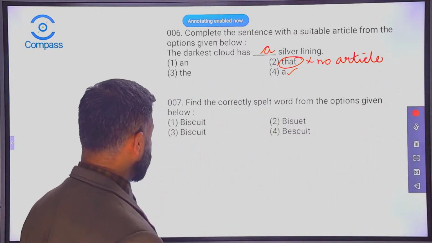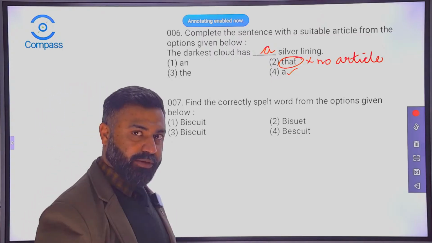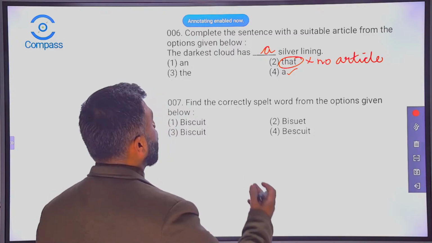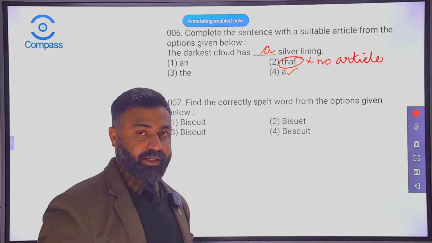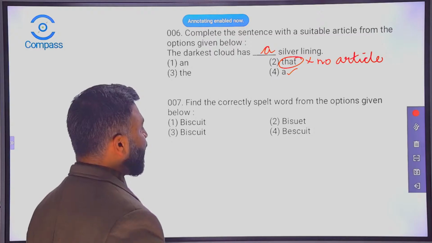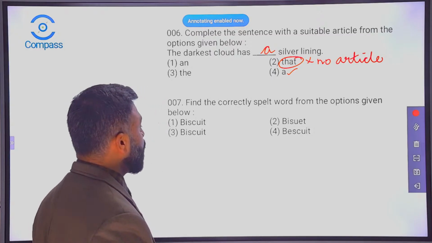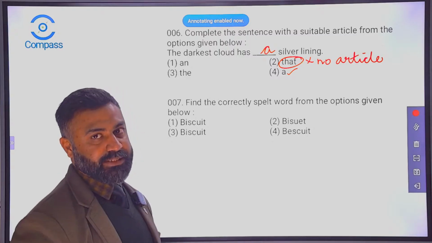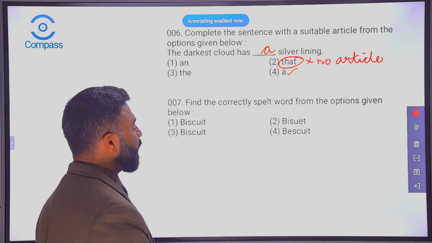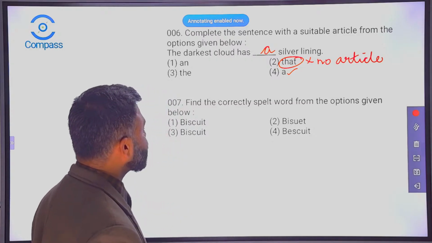So, question number 7. I would like to again repeat so that you understand it better. That is also a part of vocabulary, right? Question number 7, let's find out. Correctly spelt word from the options given below. So the word is biscuit, right? Very common word, but we have different kinds of spellings written over here. So what do you think? What is the right answer?